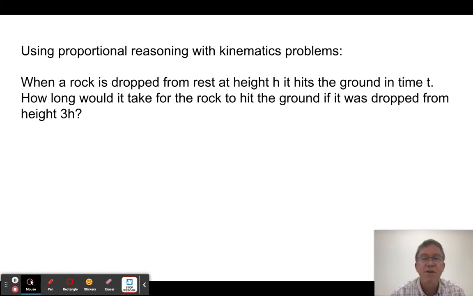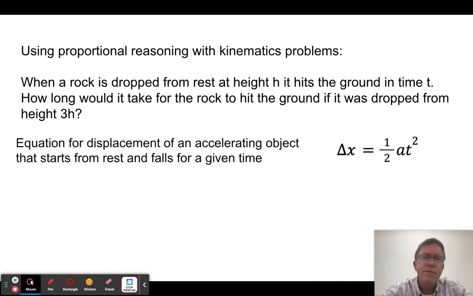This is something we often have to do. So when a rock is dropped from rest from a height h, it hits the ground at time t. How long would it take the rock to hit the ground if it was dropped from height 3h? Oh my God, you will get a question just like this on the test, I assure you. So let's think about this here. How do we approach this?